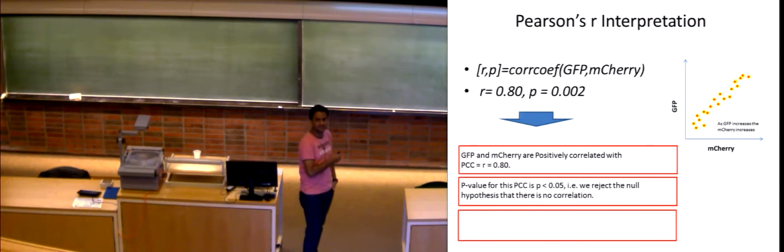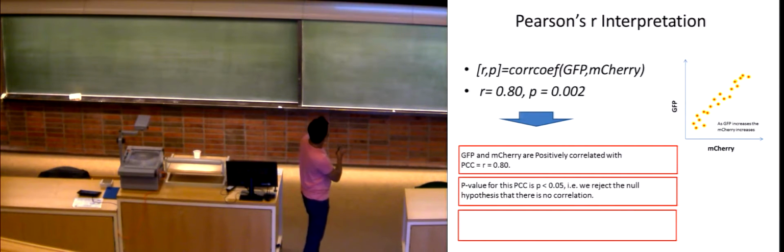The second interpretation is the level of significance, most of the time. Meaning that we reject the null hypothesis that there is no correlation. Meaning that this value is statistically significant, so there is a statistically significant positive correlation between GFP and M-Cherry. Because it doesn't matter what number you have, if the p-value is not significant, it has no meaning.